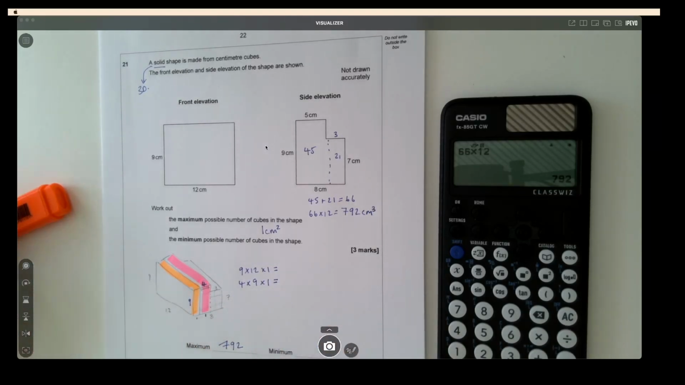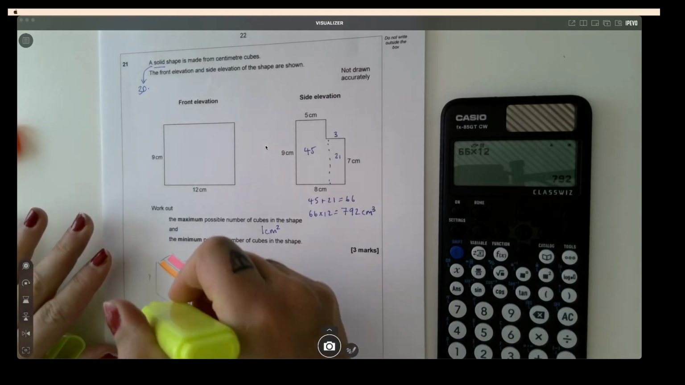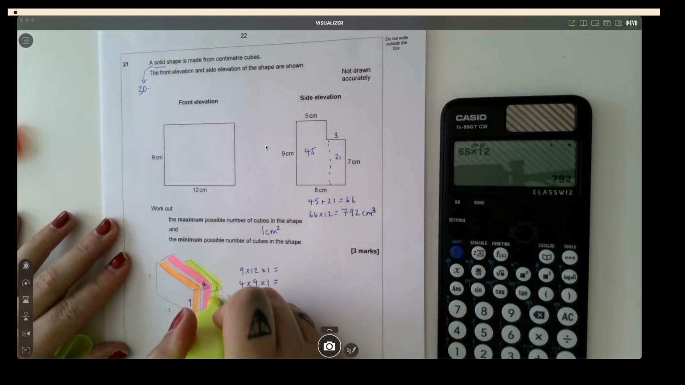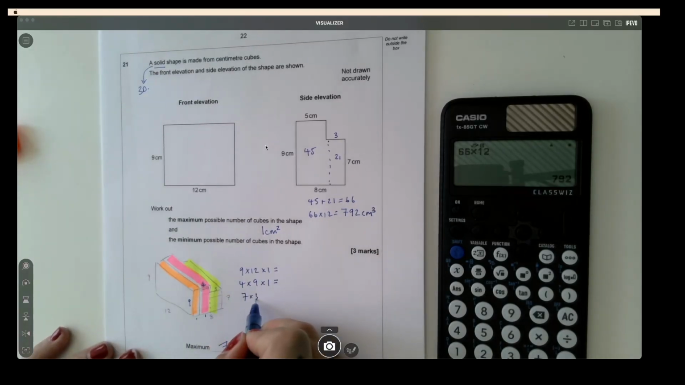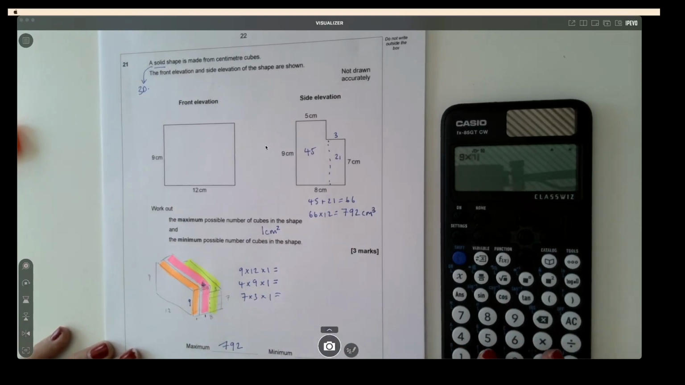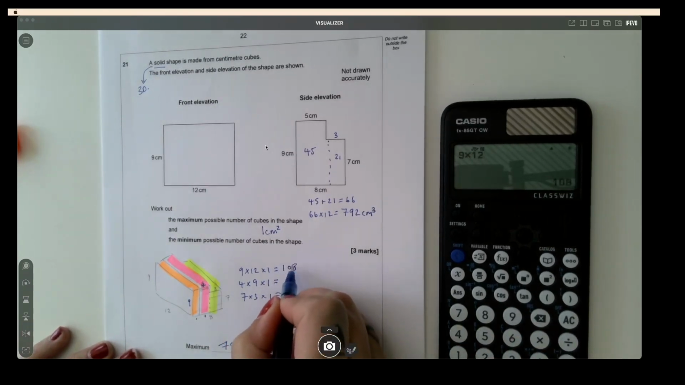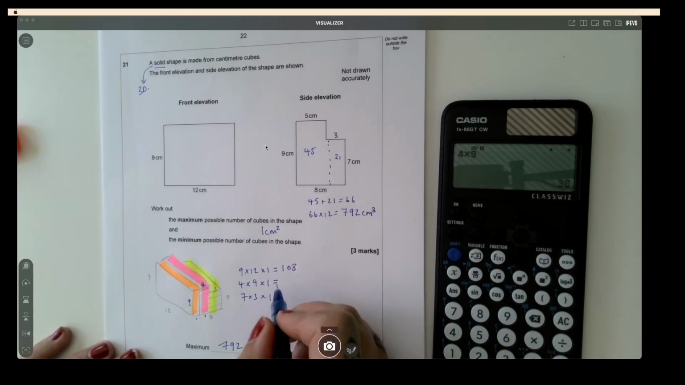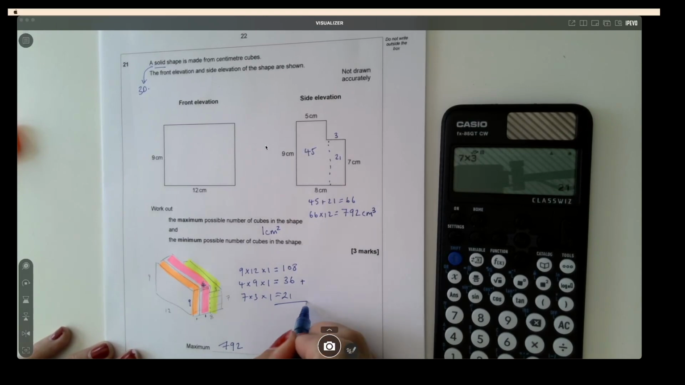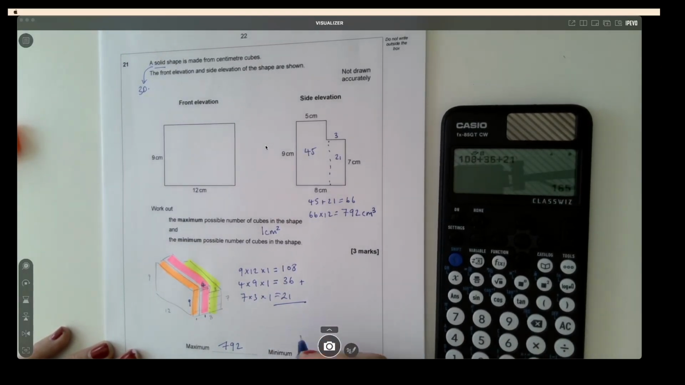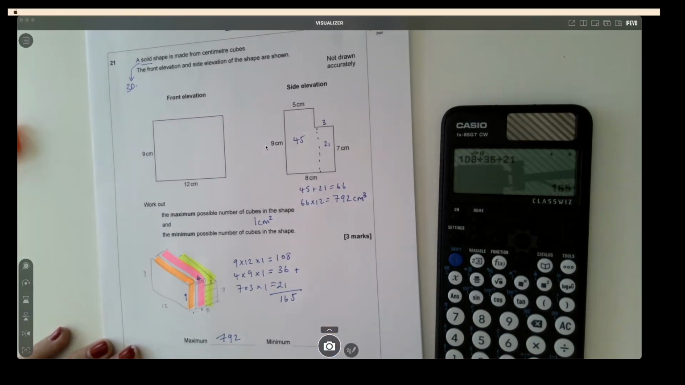And then the last section is going to be this one, which would be 7 by 3 by 1. So 9 times 12 times 1, 4 times 9 times 1, 7 times 3 times 1, and then if we add those together, 108 plus 36 plus 21 gives us 165. So there are 165 cubes minimum in that shape.